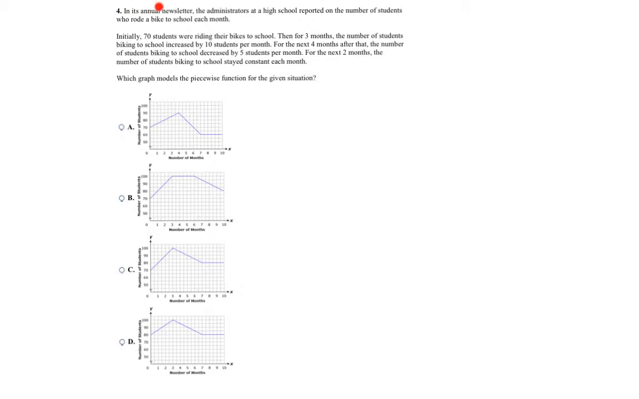This problem here says, in its annual newsletter, the administrators at a high school reported on the number of students who rode a bike to school each month. Initially, 70 students were riding their bikes to school. Then for 3 months, the number of students biking to school increased by 10 students per month. For the next 4 months after that, the number of students biking to school decreased by 5 students per month. For the next 2 months, the number of students biking to school stayed constant each month. Which graph models the piecewise function for the given situation?